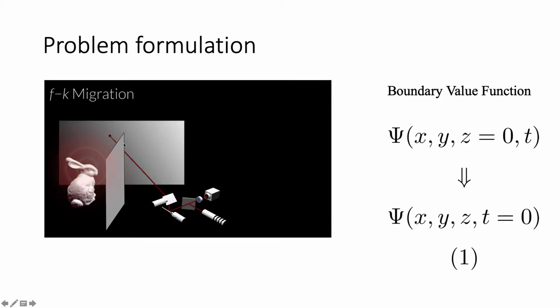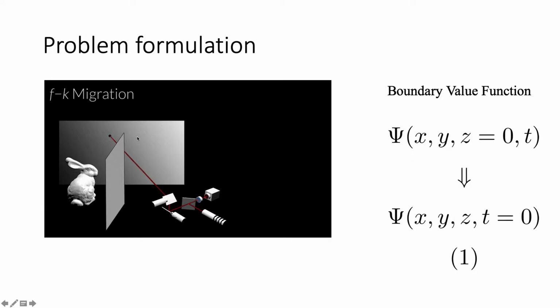Rather than modeling the two-way propagation of light from the wall to the object and back, we can think of the light as being emitted by the hidden object at time zero, and traveling at half the speed of light to the wall. The captured measurement thus contains the intensity of a wave field arriving at the wall over time.